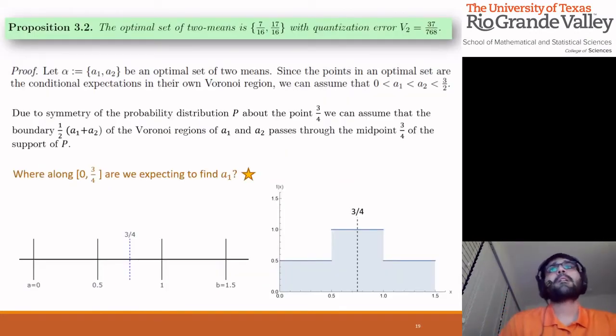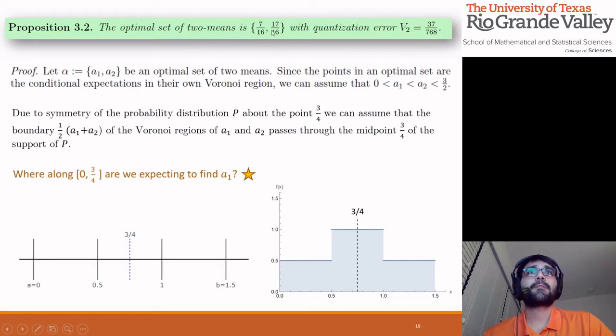So let me explain proposition 3.2. The optimal set of two means are these two numbers with quantization error given here. Let me show you the proof and show you some pictures so you can think again about this whenever I explain the optimal set for 4 or 5 means. Okay, so let's start with alpha consisting of A1 and A2, an optimal set of two means.